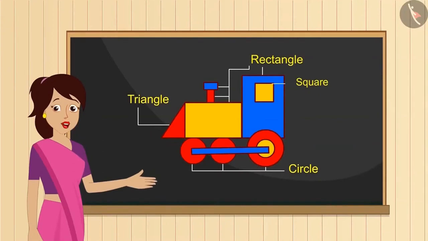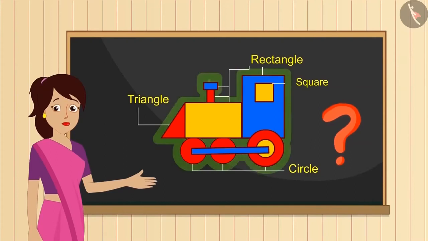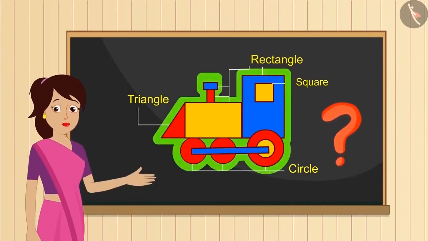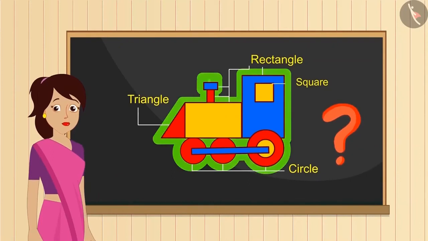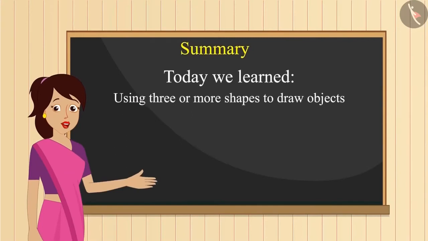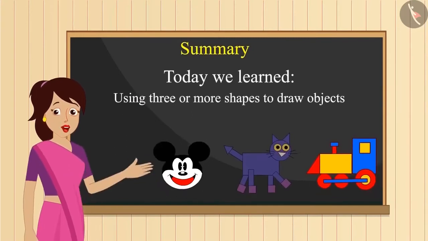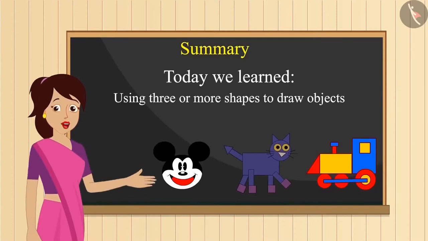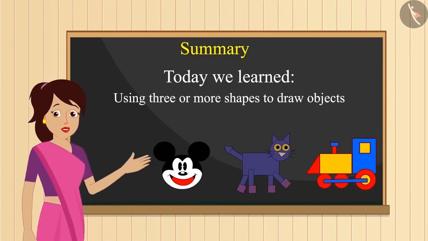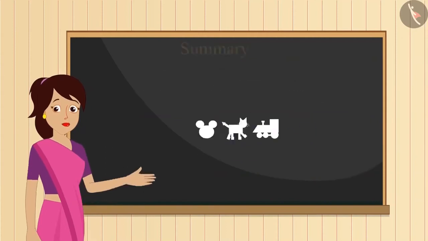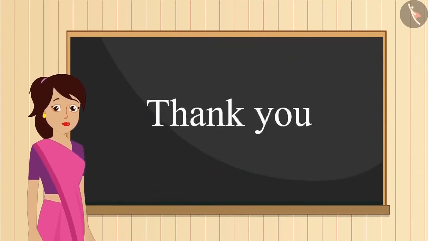So how was it, children? Can you tell me the total number of rectangles, squares, triangles and circles in this picture? You can seek help from your friends and teachers. So children, did you see how we drew different objects by joining 3 or more shapes? Now you also draw various beautiful pictures with the help of these shapes. Thank you.